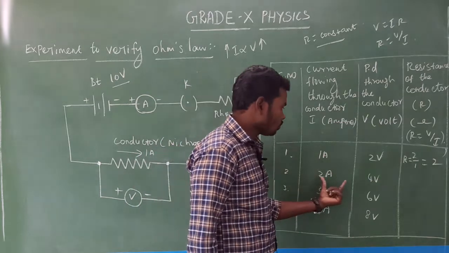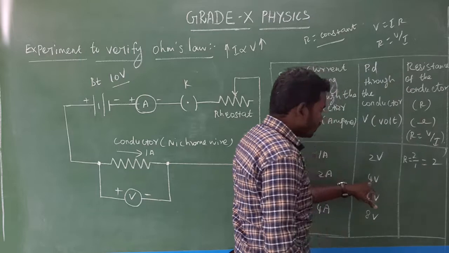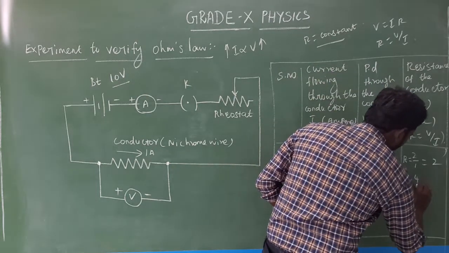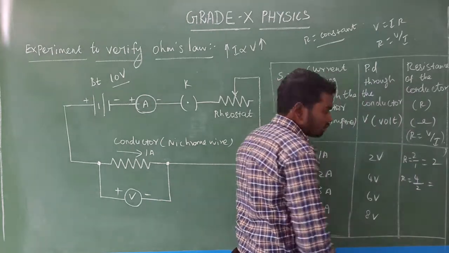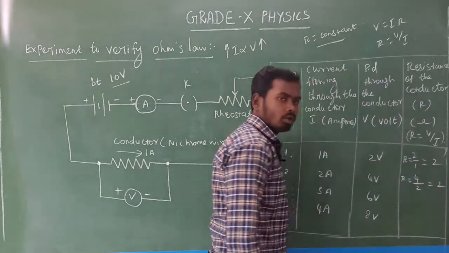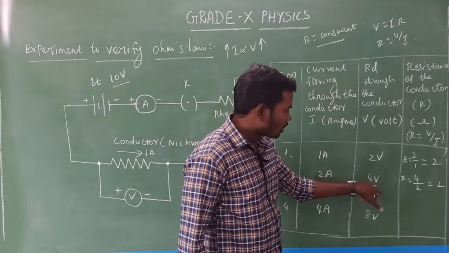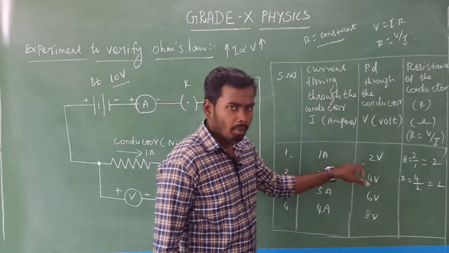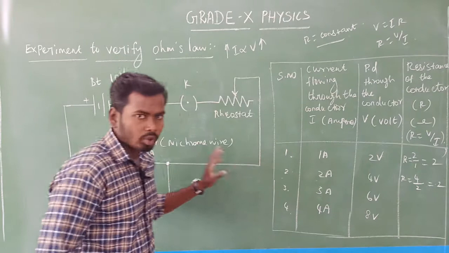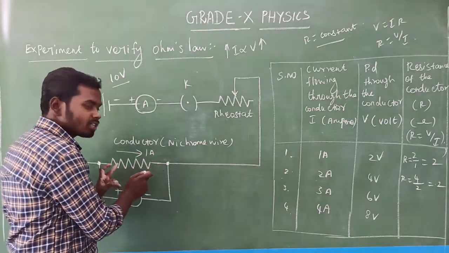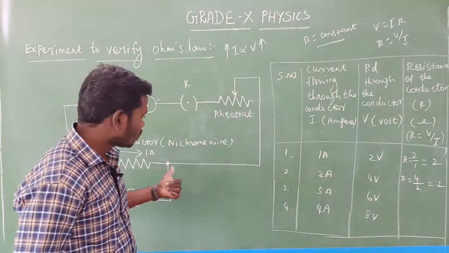Yes. Next you calculate for the second one. R is equal to V by I, and V value is 4 divided by I value 2. So 4 by 2 is equal to, obviously, 2. So what is the meaning? When a potential difference of 4 volt is applied across the 2 terminals of a conductor and 2 ampere current flows through it, then the resistance of the conductor is 2 ohm.